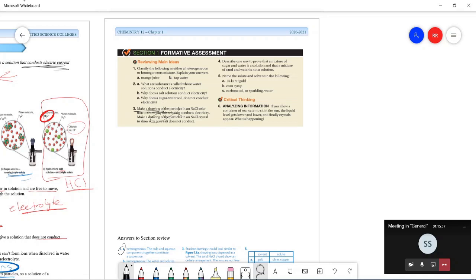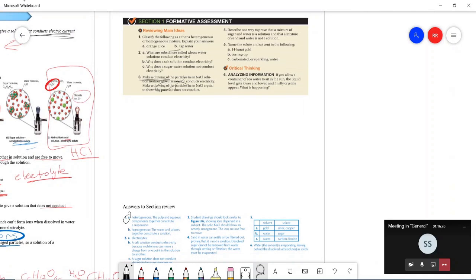What about tap water? Tap water is homogeneous. Tap water contains a lot of minerals, and actually a lot of ions. Tap water is ionic, so it conducts electricity. So tap water is actually homogeneous, containing solutes including ions. That's why tap water conducts electricity. It contains electrolytic solutes.